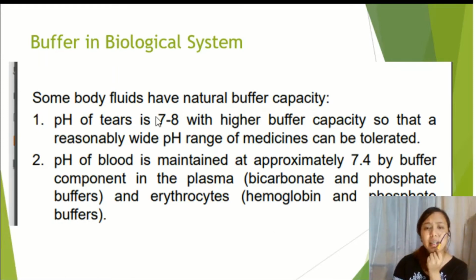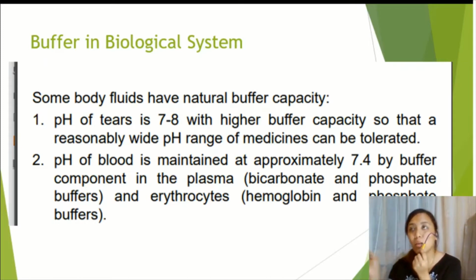So as you can see here, the pH of our tears is about 7 to 8. If it goes down to 6 and 5, of course, it will pass through your eyes and burn. So there will be damage in your skin. The pH of blood is approximately 7.4. So lower than that or higher than that would be quite dangerous.